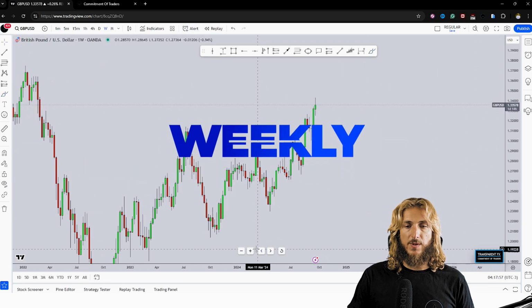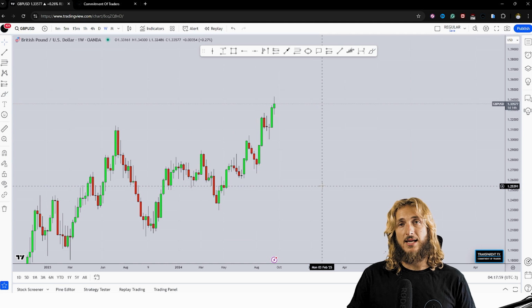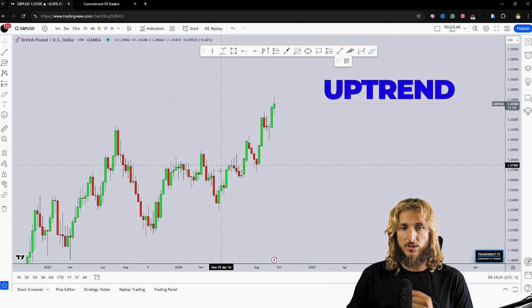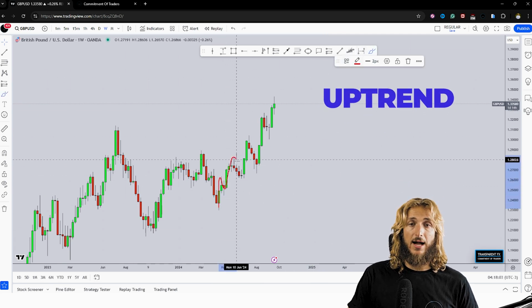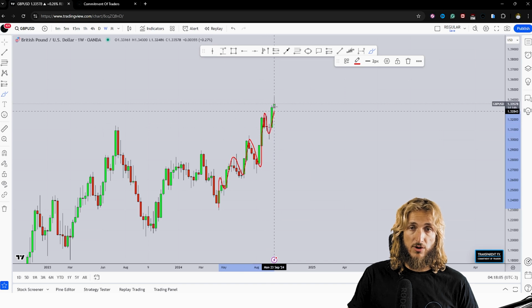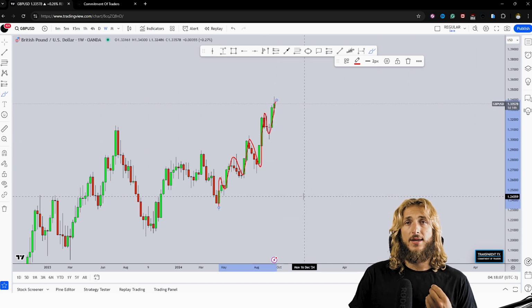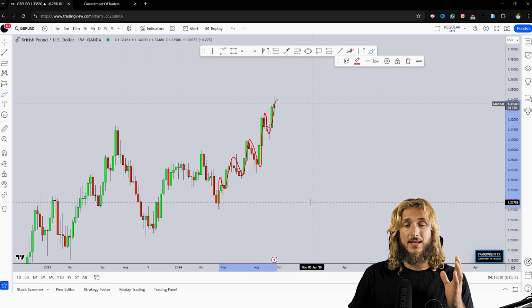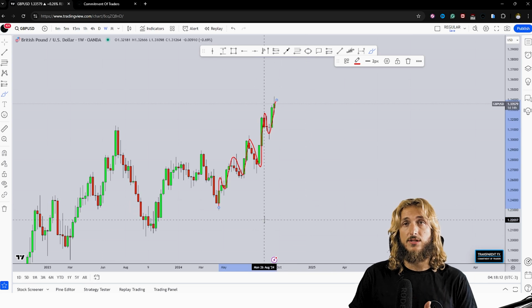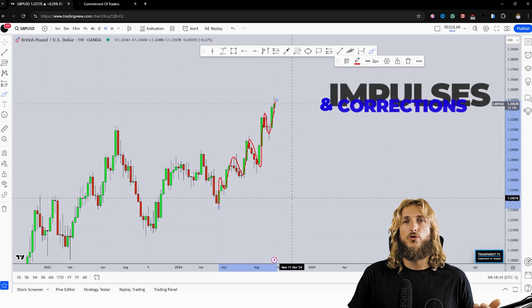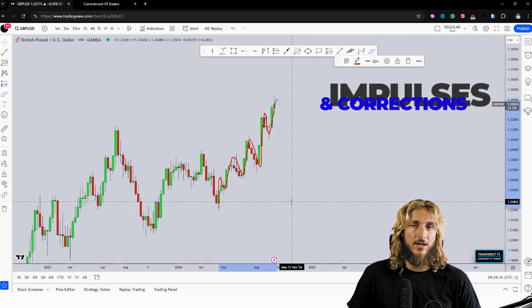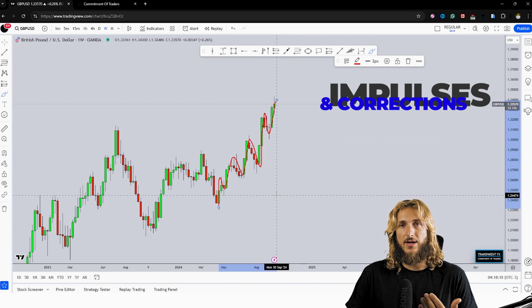Now, from a weekly perspective, what we can notice is that we just had the development of a perfect uptrend. We just had a series of higher highs and higher lows being created here. And every time the market went and tested exactly the previous resistance turned support, which is exactly what you would expect in the case of an uptrend. That is what you usually find in textbooks.